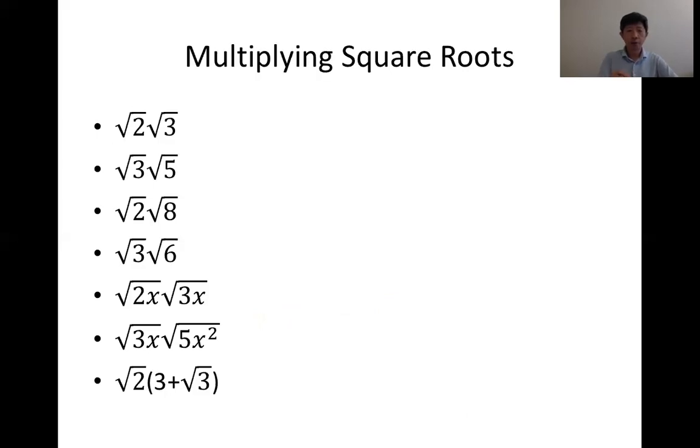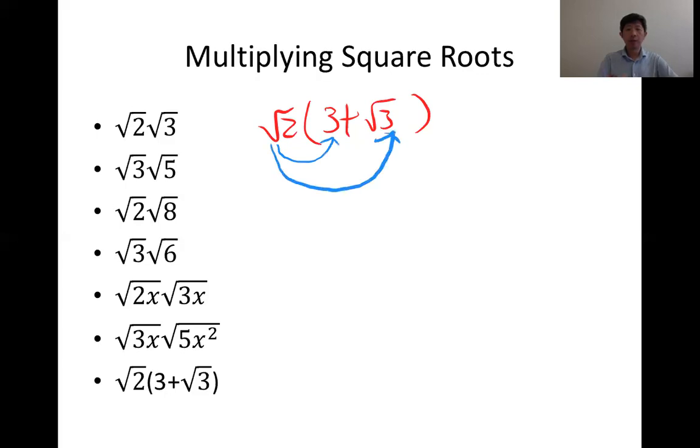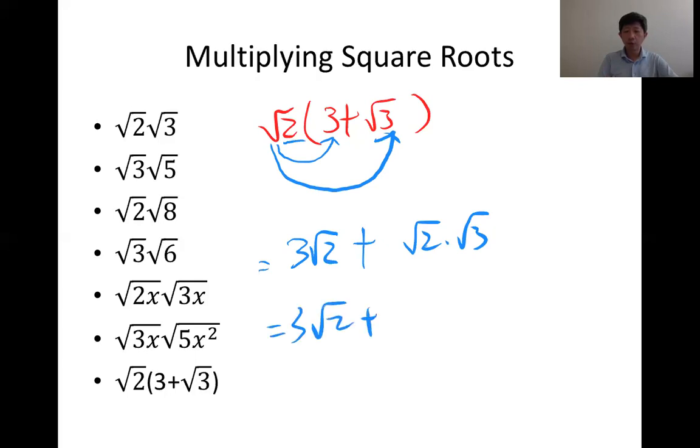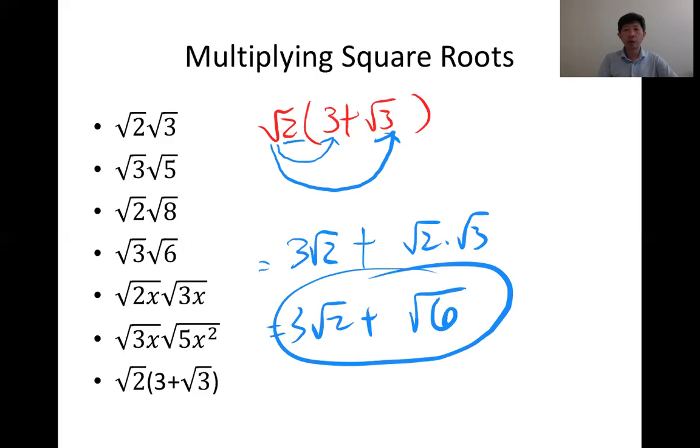And next, square root of 2 times 3 plus square root of 3. Now here, we want to use the distributive property. Remember that distributive property, right? So therefore, square root of 2 times 3, 3 square root of 2. Square root of 2 times square root of 3, square root of 6. Final answer? Yes, final answer. Because this is simplest form, we cannot do anything to simplify. That will be the final answer, okay?